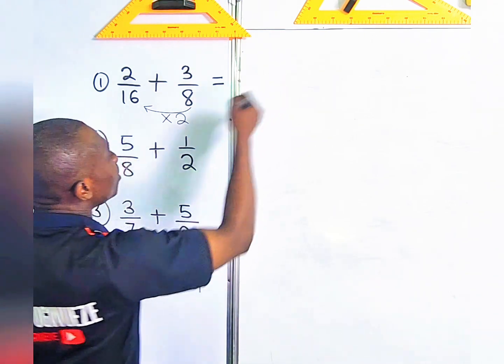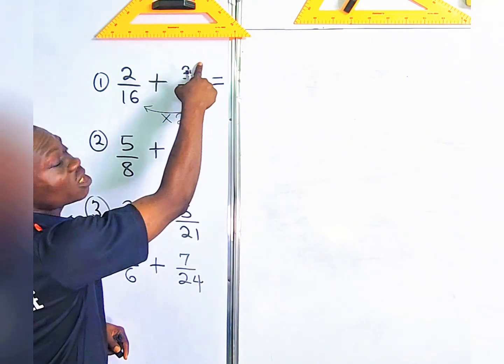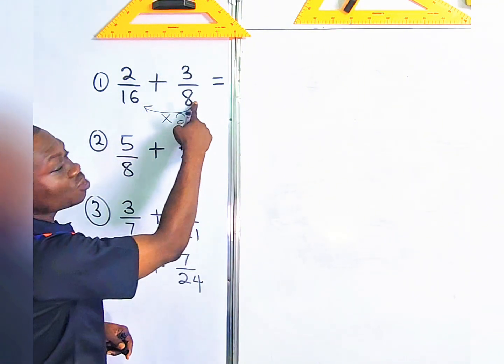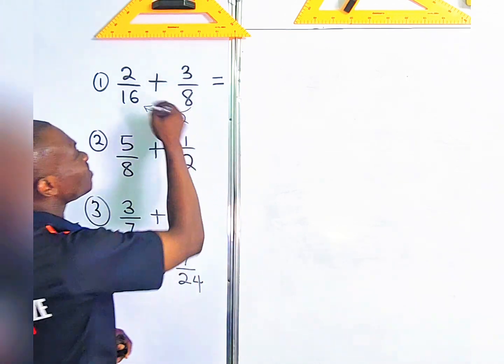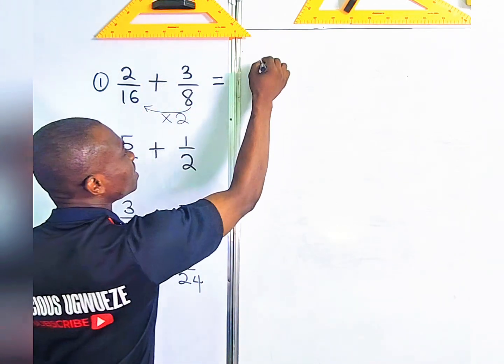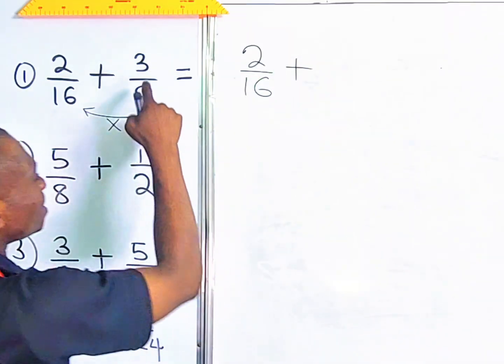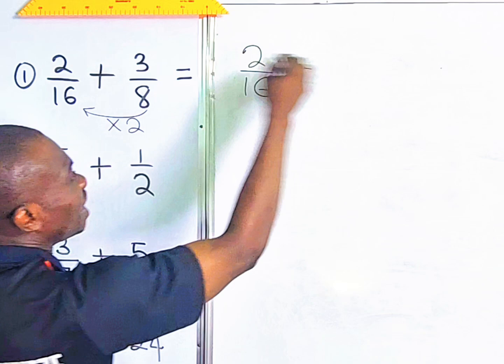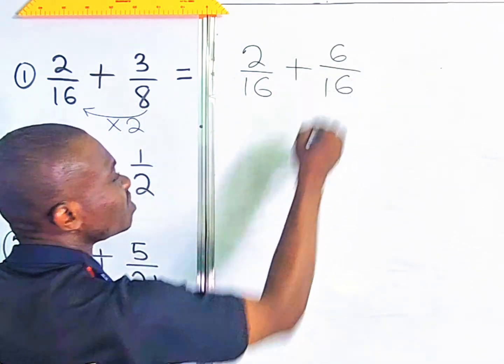So, in other words, when I multiply this by 2, I will as well do it to the numerator, because in maths, whatever you do to the denominator, you do to the numerator. And so that's going to give me, I'll return this one the way it is. So I'm going to have 2 over 16 plus, but this one will now become 3 times 2 is 6, and 8 times 2 is 16.